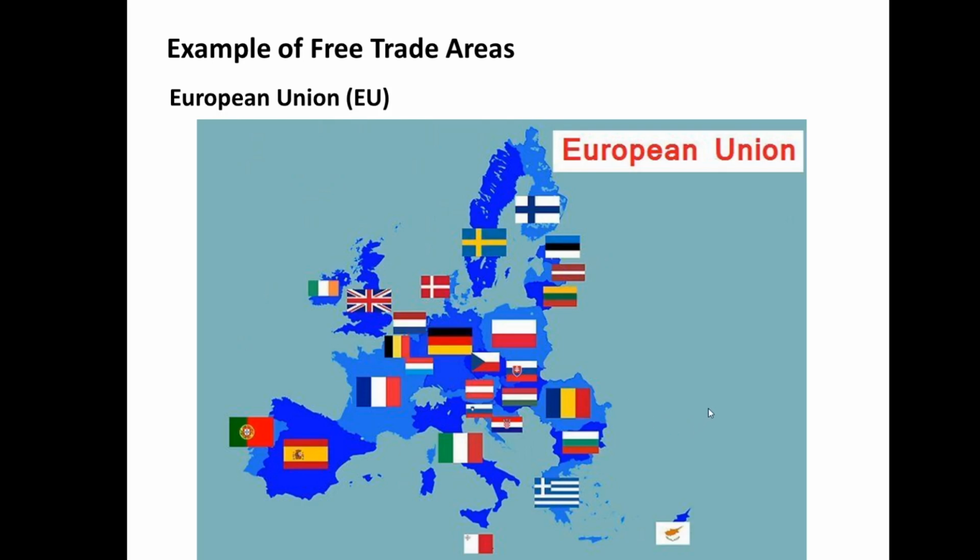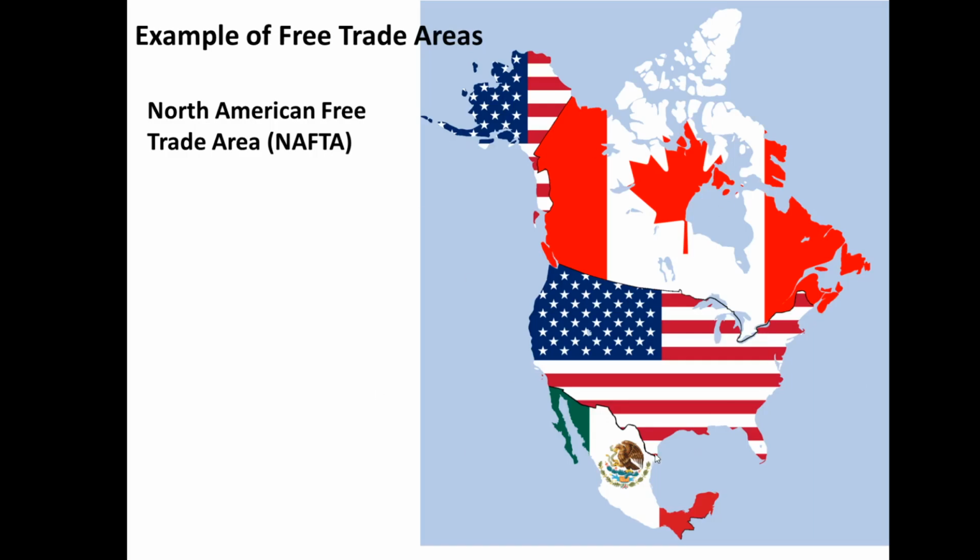But inside, they promote free trade because of this EU trading bloc. We have many different kinds of examples. The EU is a very good example, and we also have the North American Free Trade Area between the U.S., Canada, and Mexico. If they have this kind of trading bloc, this kind of agreement, they will have more free trade among the countries.